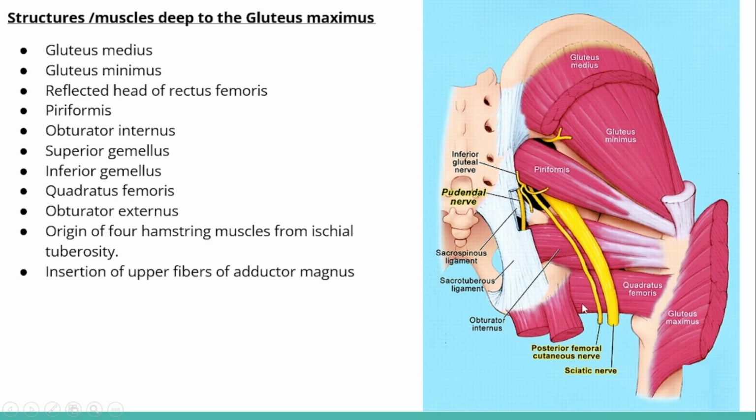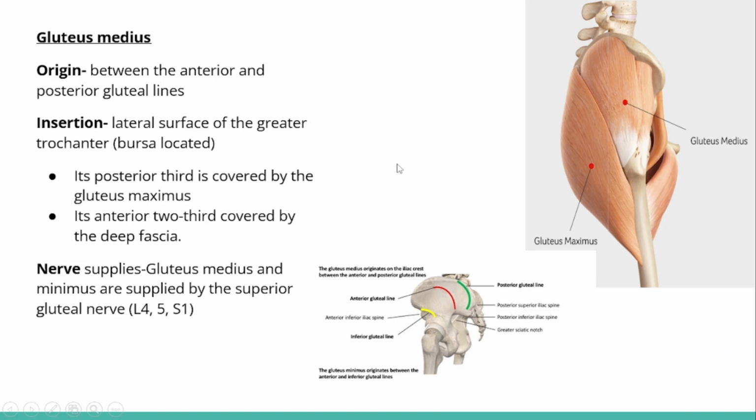And from the ischial tuberosity, the 4 hamstring muscles originate. Gluteus medius muscle originates between the anterior and posterior gluteal lines, and it inserts into the lateral surface of the greater trochanter. Its posterior third is covered by the gluteus maximus and the anterior part is covered by the deep fascia. Gluteus medius and minimus are supplied by the superior gluteal nerve. Gluteus medius and minimus together are the abductors of the hip joint. I'll explain this later in this video.